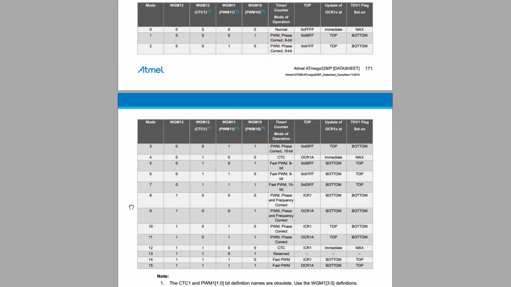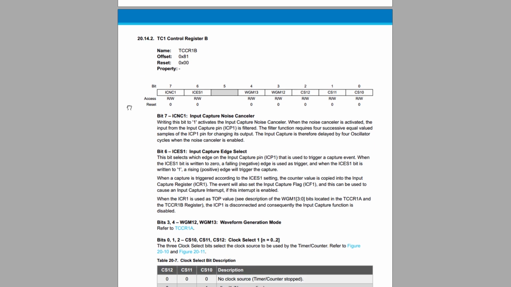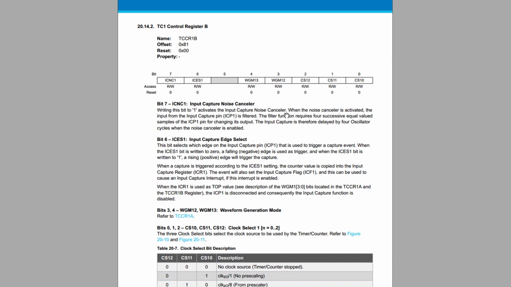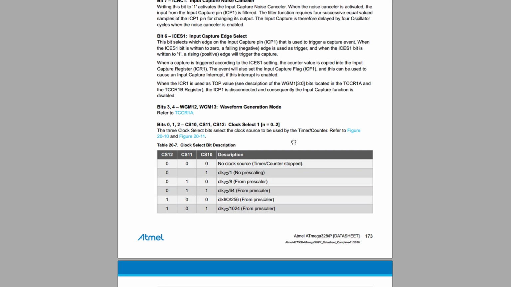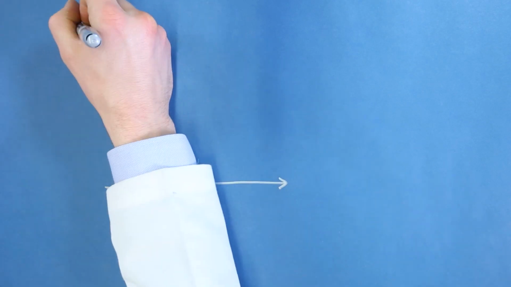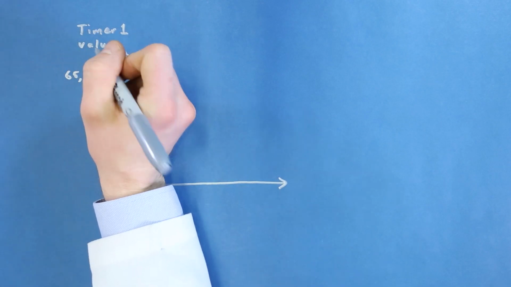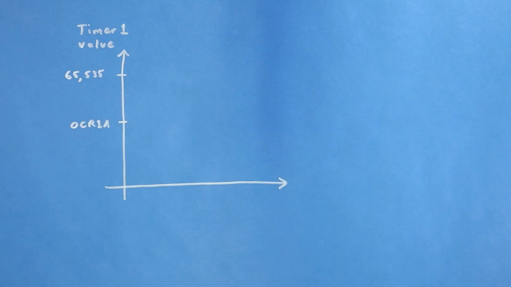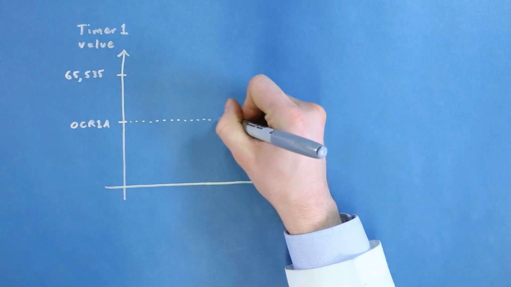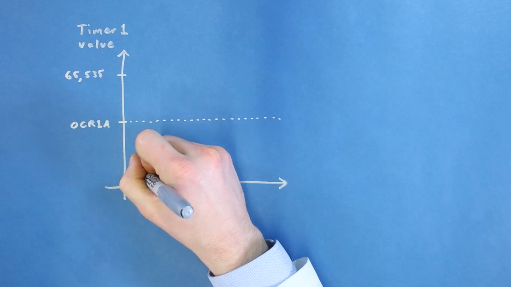Scroll down and take a look at TCCR1B. We don't need the input capture or waveform generation mode bits, but we do need to be concerned with the prescaler select bits. Notice that we can disable the prescaler or set it to 8, 64, 256, or 1024 to divide the clock. What we'll be doing is setting the timer 1 counter to 0 and letting it count up from there. We'll also set the output compare register 1A to some value that's less than the timer 1 max value of 65,535.